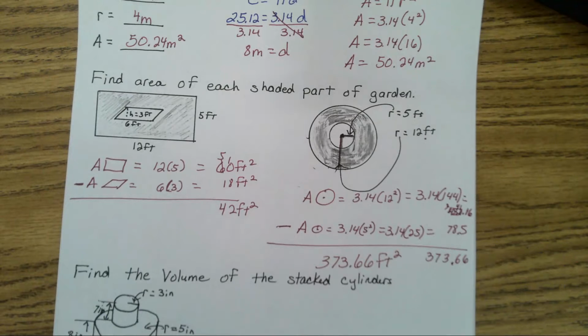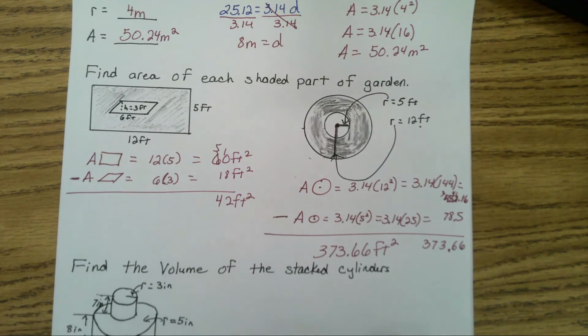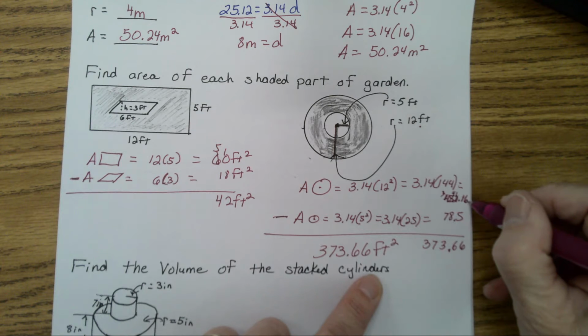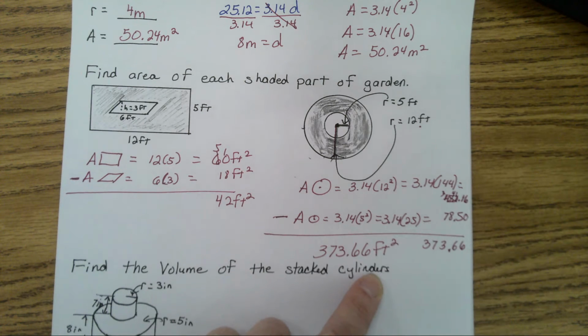Could you do those two problems? They're not that hard, are they? Wait, how did we get 60? Because 6 minus 0 is 6. 11 minus 5 is 6. You might have rounded yours. I just kept it exact.